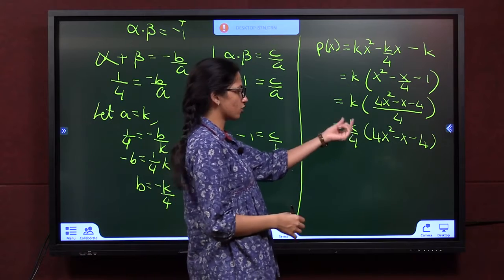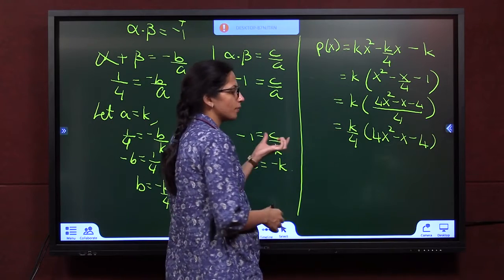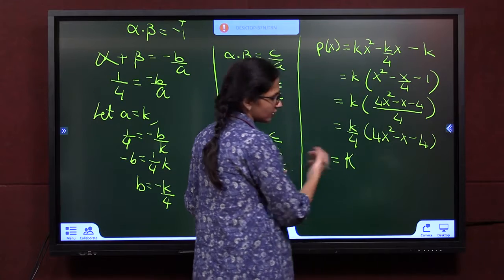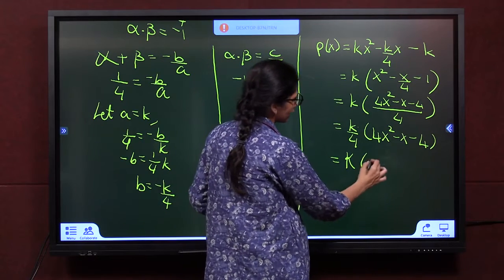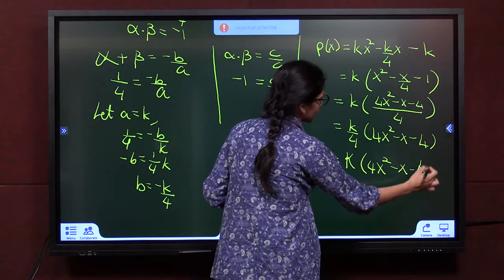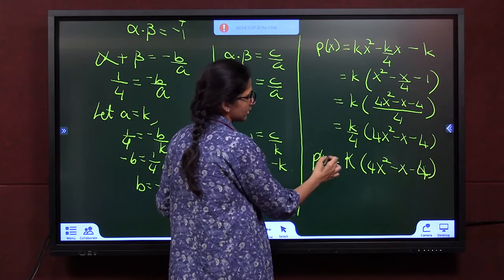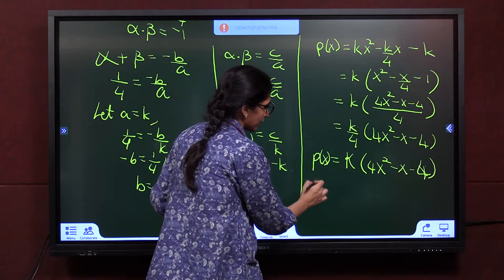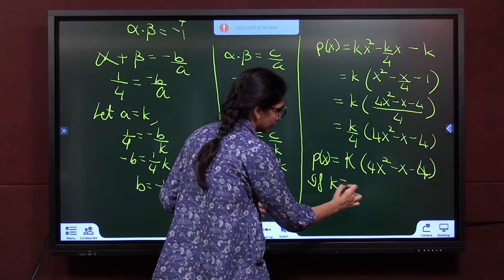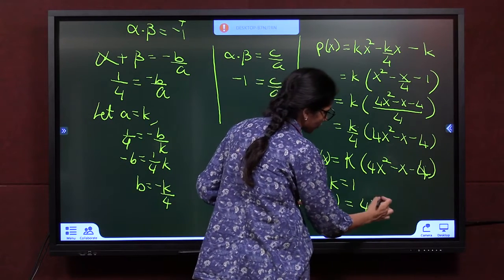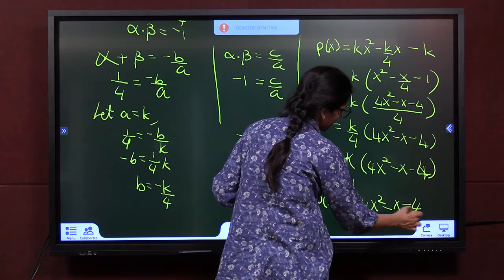This k anyway is a constant. I told you in the starting a polynomial can be multiplied by any constant. So we'll replace this k by 4 with a k. You can just put a capital K to show the constant has changed. 4x square minus x minus 4. So this is your polynomial where k is a constant. If k equals 1, then p of x is equal to 4x square minus x minus 4.